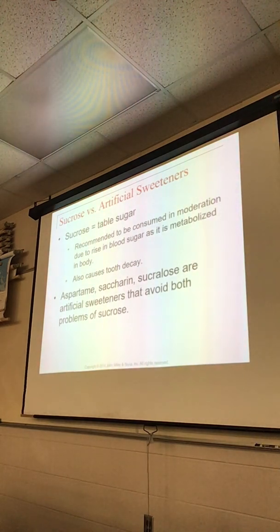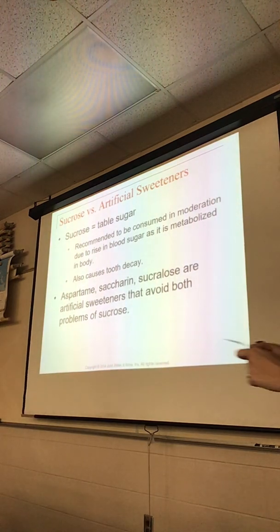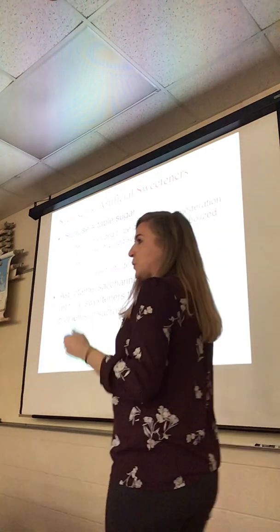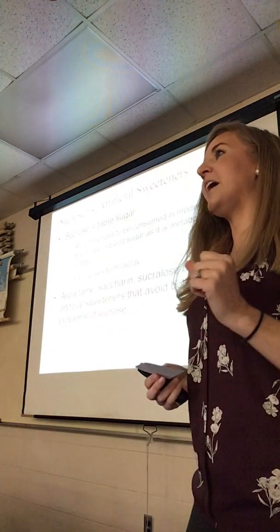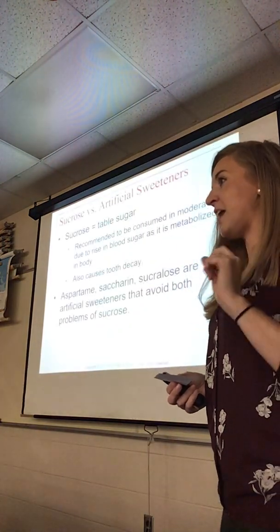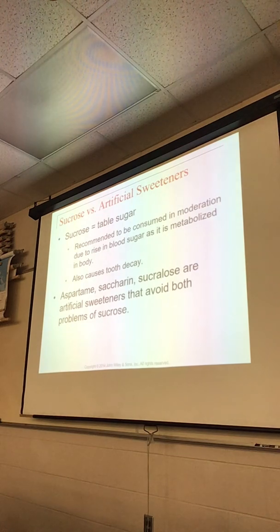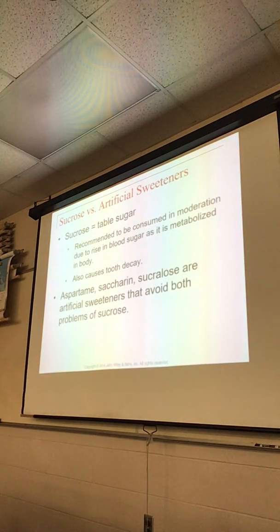Saccharin is Sweet'N Low. Sweet'N Low is 400 times sweeter than sugar. You can use 400 times less to get the same amount of sweetener. And there's still one that's even more sweet, Splenda. Splenda is sucralose. It's an artificial sweetener. It is 600 times sweeter than sugar. So the sweetness that you get with Splenda, you would have to add 600 times that amount of sugar to get that sweetness. Pretty amazing, right? I just think that's interesting.